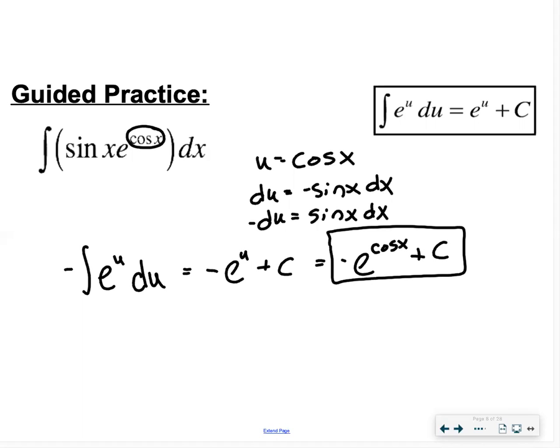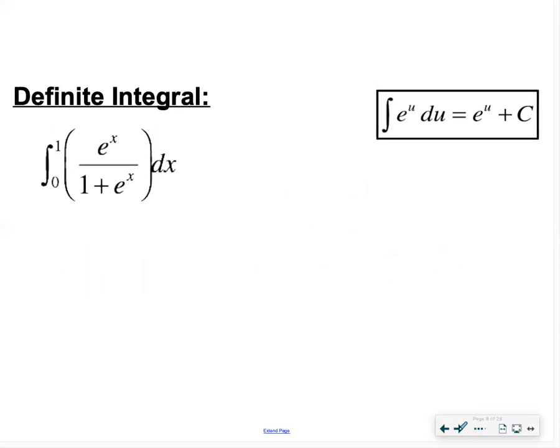All right, last one. You guys will be able to move around a little bit. Let's try one with a definite integral. So this time we're going to have boundaries.